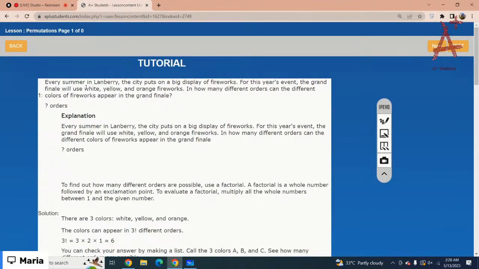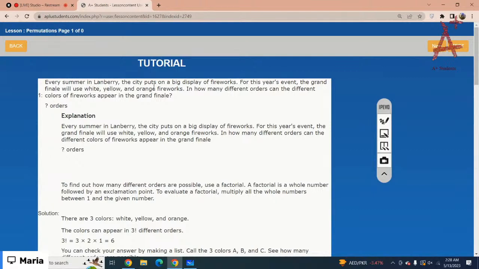Every summer in Landberry, the city puts on a big display of fireworks. For this year's event, the grand finale will use white, yellow, and orange fireworks. So you have three options for the fireworks. They are white, yellow, and orange. In how many different orders can the different colors of firework appear in the grand finale?